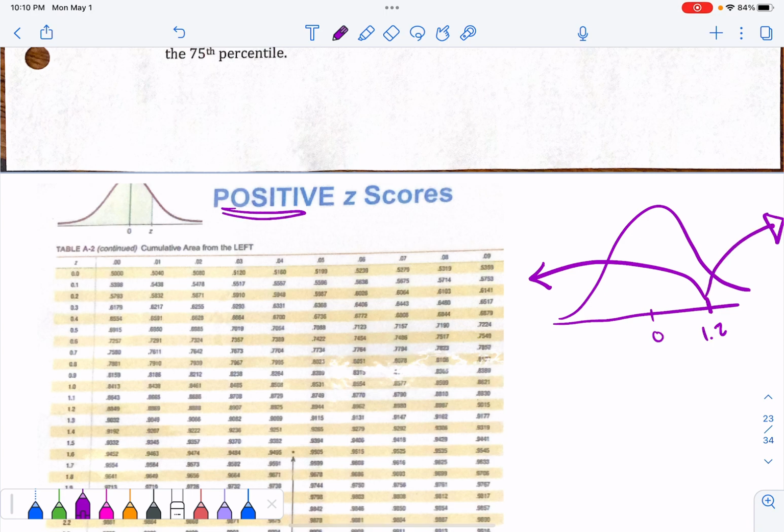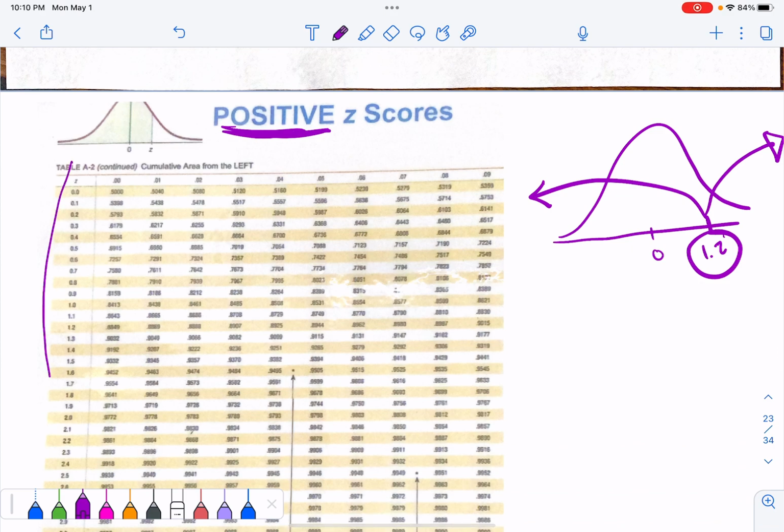I go to the positive z-scores because 1.2 is positive, right? It's on the right side of 0, okay? 1.2 z-score right here. I'm looking at these, okay? 1.2, and I go over to 0 because it's just 1.20, and it is this guy, 0.8849. That means 88% are below me, and the other one is above me.